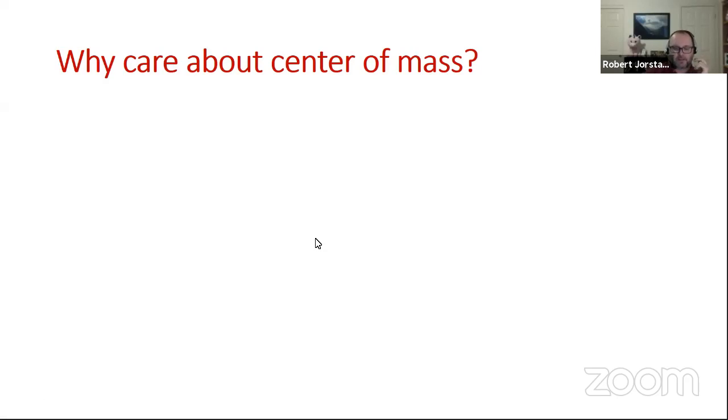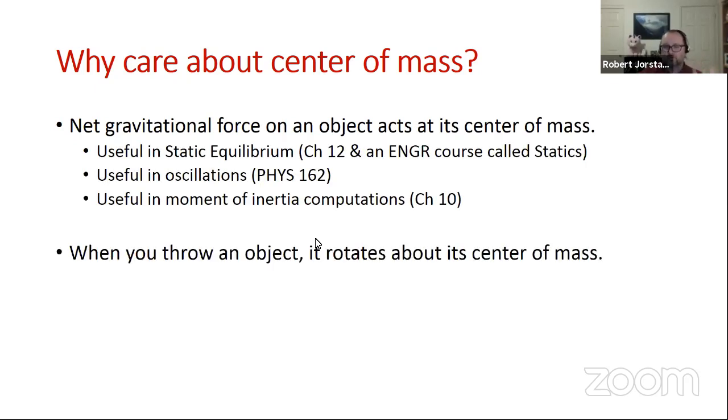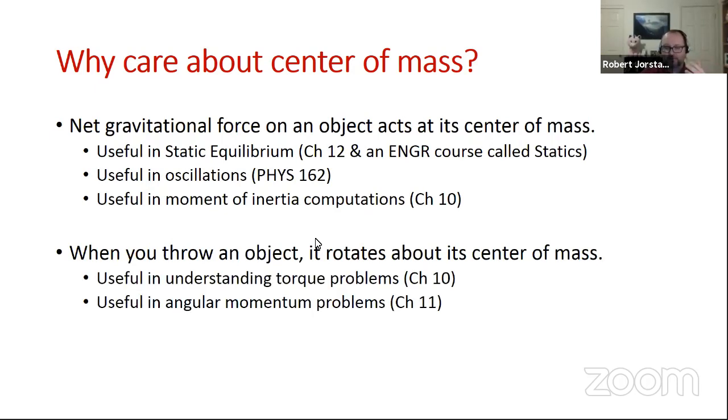The short version is we use it all the time in other cases. For example, we worry about the net gravitational force acting on an object that will act at its center of mass. Okay, that's used in these other sections here. When you throw an object, it will rotate about its center of mass. So we use that in two other chapters. The point being this, we're going to use center of mass in a number of different ways for other sections of this course and other courses. So it's pretty darn important.